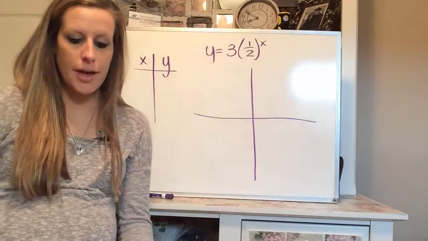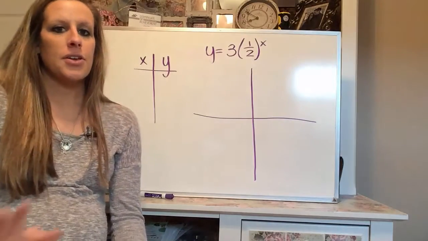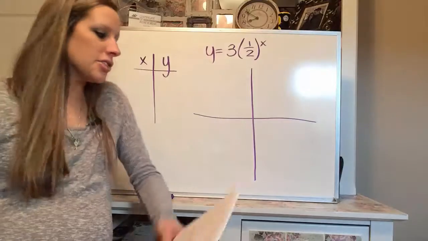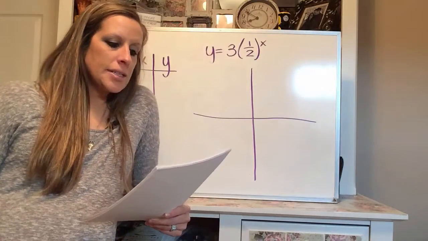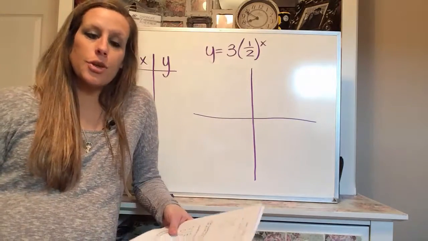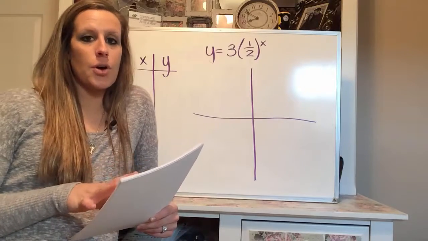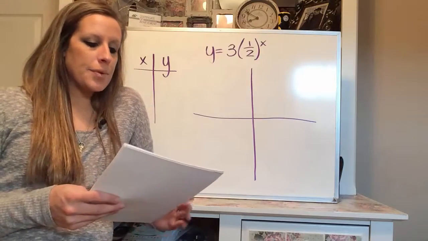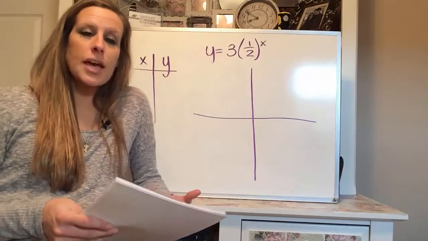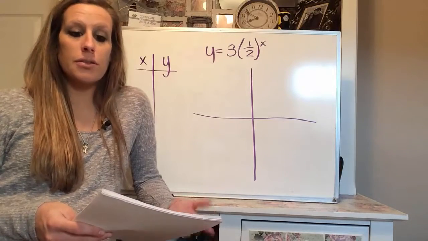Okay, so yesterday you had a lot of notes about exponential functions. Today it's going to be a little bit shorter. We're going to talk about exponential growth and decay. We're going to show what the graph looks like, and how to tell from the equation which is which.